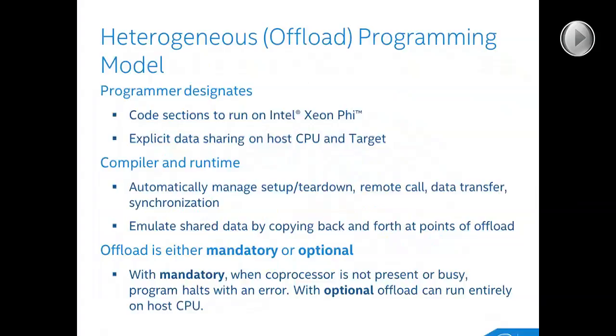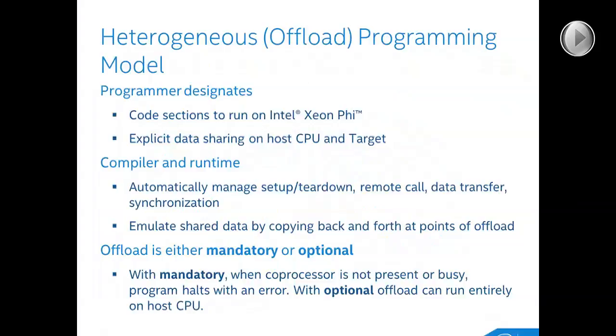And what the compiler and runtime will do is emulate a sharing of data between the host CPU and the target by copying values for variables that are used within the offloaded code back and forth at the points of offload. With the offloading model, there are two types of behavior. There's what we call a mandatory or an optional behavior.